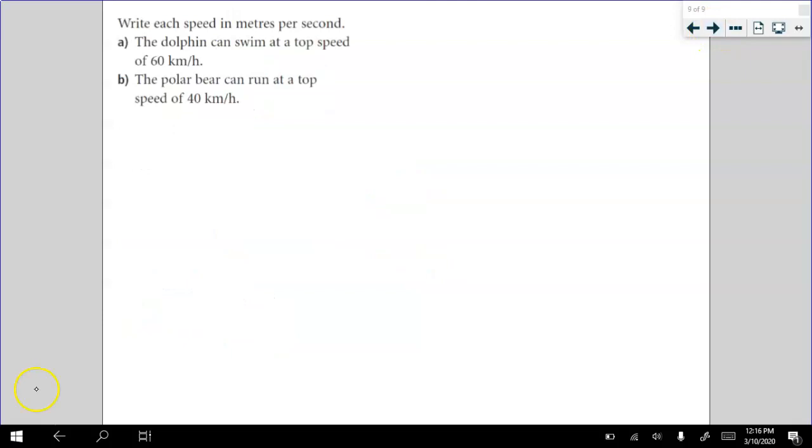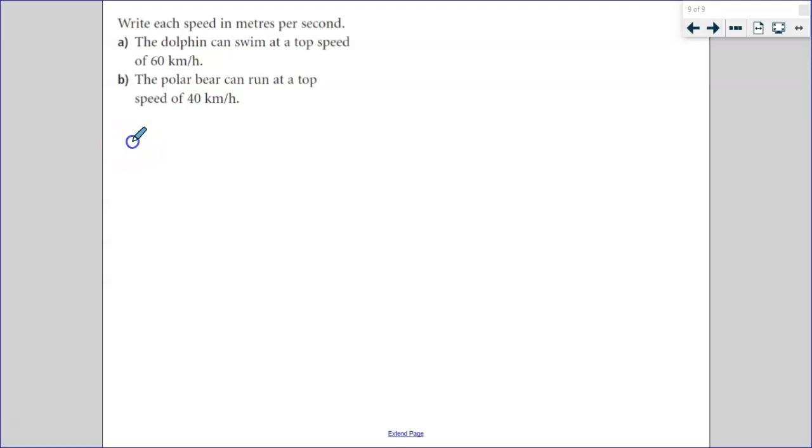Okay. All right, here we have a question like one of the examples where we had to do so many steps of changing units and getting things so that we could compare them. So the dolphin can swim at top speed of 60 kilometers per hour. A polar bear can run at a top speed of 40 kilometers per hour. It says rate each speed in meters per second. So let's start with the dolphin.